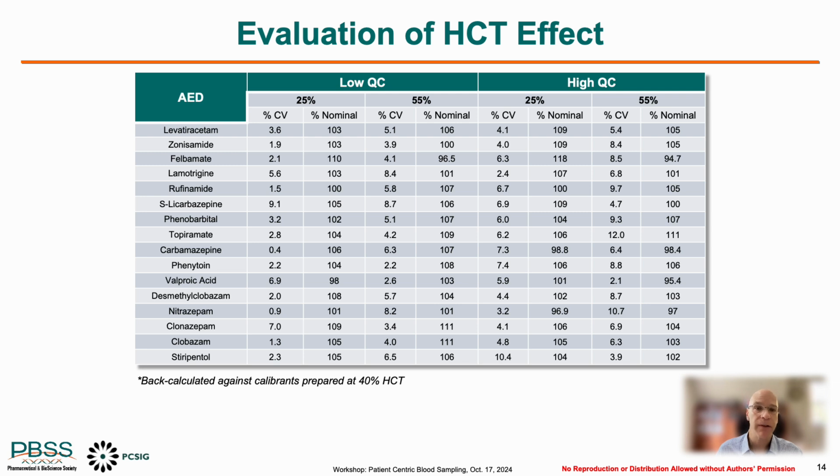In terms of hematocrit evaluation, we see in this compilation that precision and accuracy data for low and high QC samples at hematocrit levels of 25 and 55% met all acceptance criteria when back calculated against a curve at a median hematocrit of 40%. So not only have we achieved high yields for all 16 anti-epileptic drugs using impact-assisted extraction, but we've also eliminated any potential risk of hematocrit-induced recovery bias had we used a less aggressive sample preparation workflow.